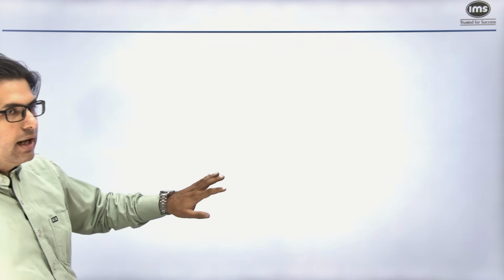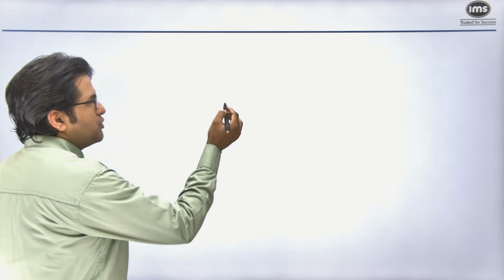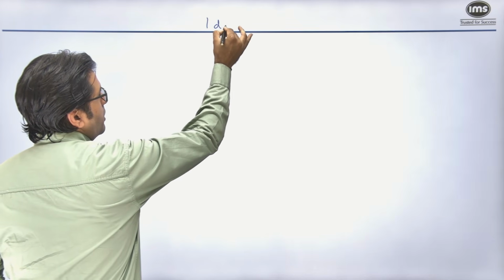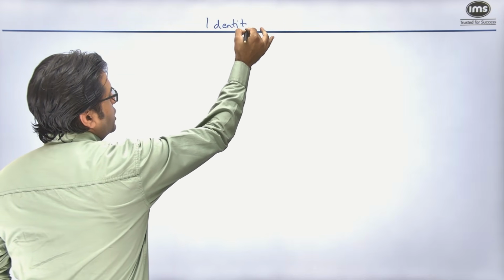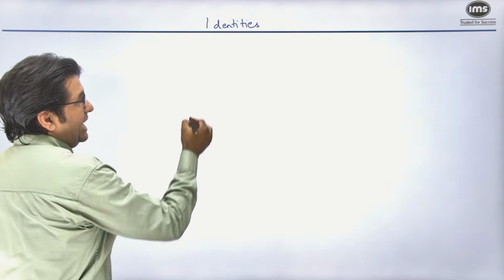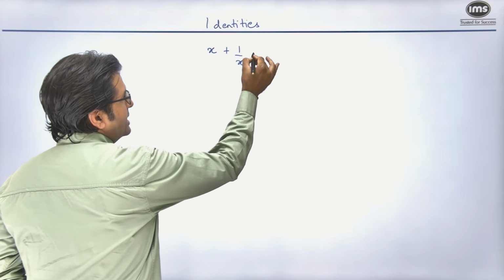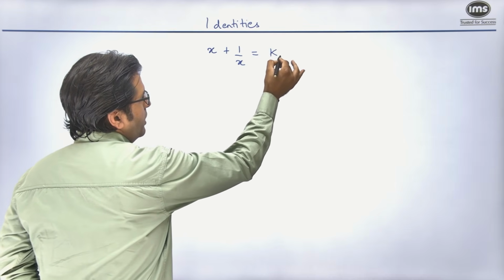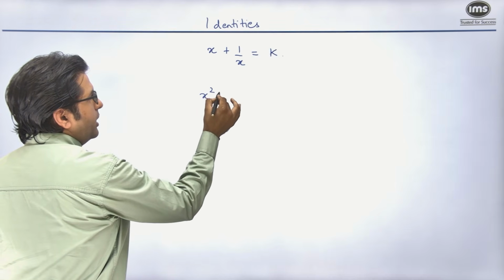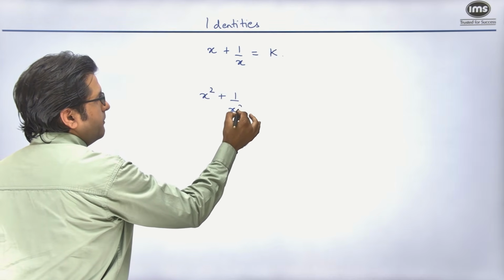The first part that I'll take up is with regards to algebraic identities. And I'm sure that all of us are very comfortable with a plus b whole square. But what CAT has thrown at us are identities related to typically expressions of the form x plus 1 by x. So if I say x plus 1 by x is equal to k, can we very quickly calculate what is x square plus 1 by x square?